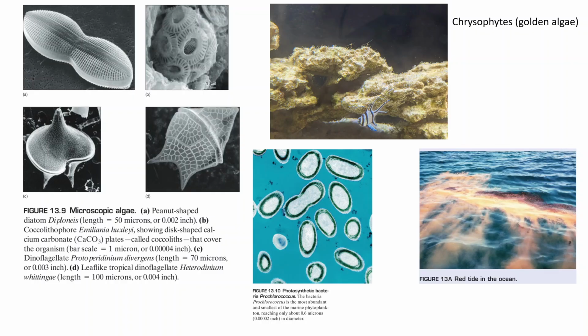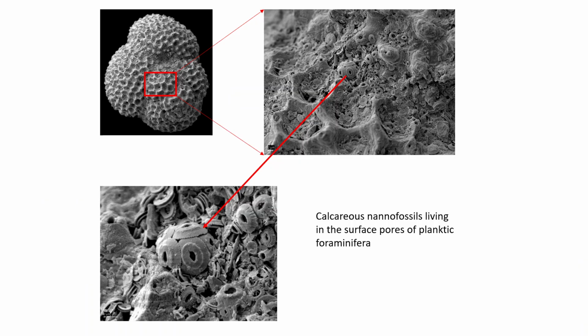I'd like to show you an example of symbiosis. Look at this picture. This was taken by me while doing scanning electron microscopy of samples from the Agulhas current region. This is a planktic foraminifera. Planktic foraminifera has a lot of pits and pores on its surface. If you look carefully, you will find this is a coccolithophore, a calcareous nanofossil plankton. These nanofossils get to live in the pores of foraminifera.